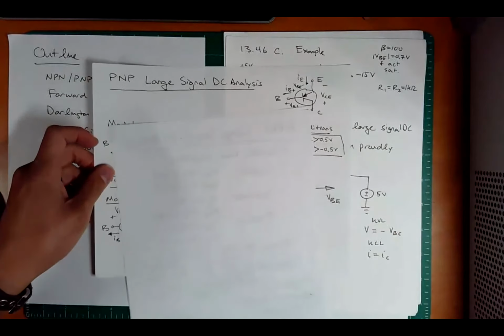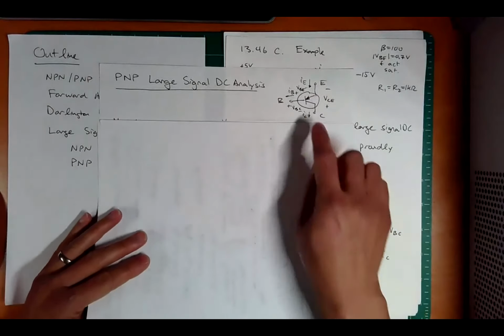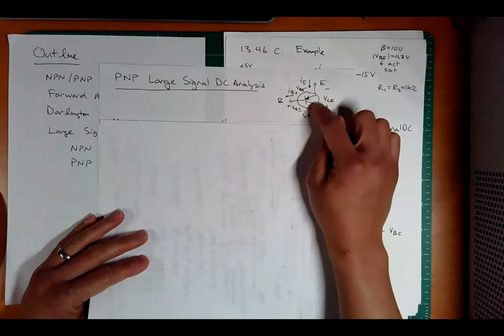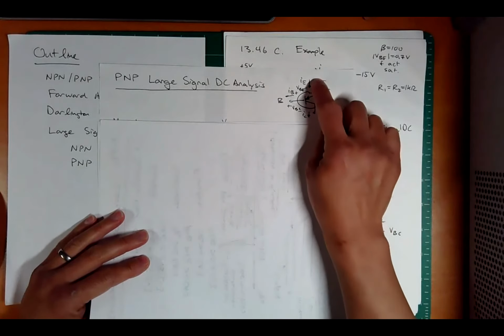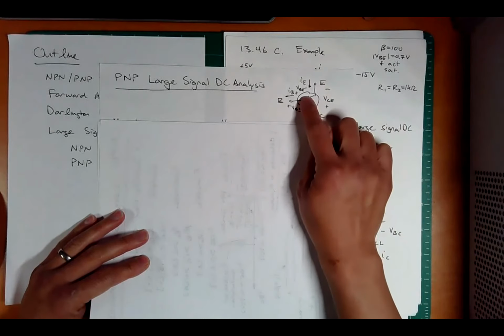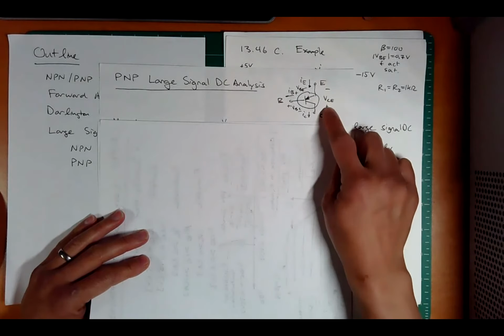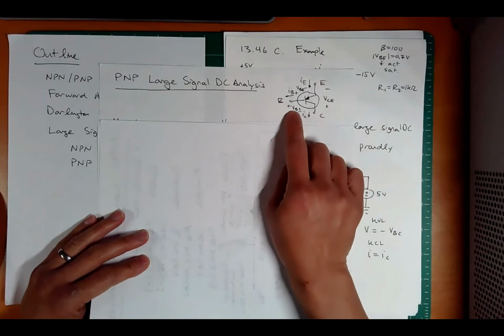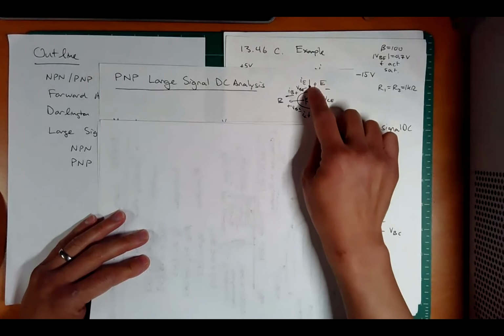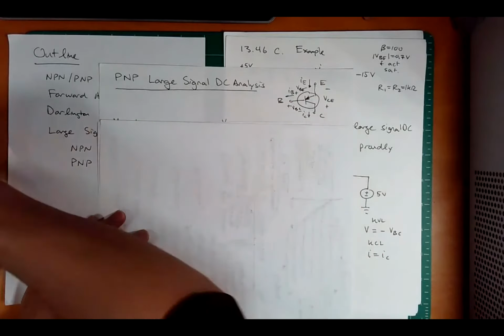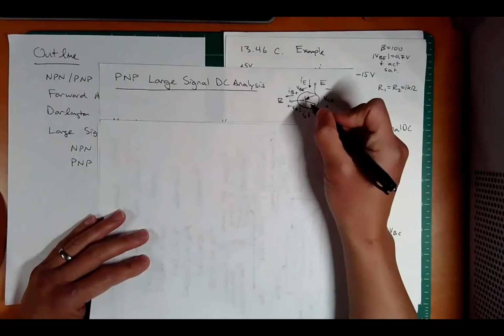Now this one is a little bit trickier than the NPN one, but let's again remind ourselves of the PNP transistor. Pointing in proudly, I have emitter, base, collector, with the emitter attached to the arrow. CE has the positive at the C. BC has the positive at the B, and BE has the positive at the B. And I have all my currents defined as following the directions of the arrow in the symbol.